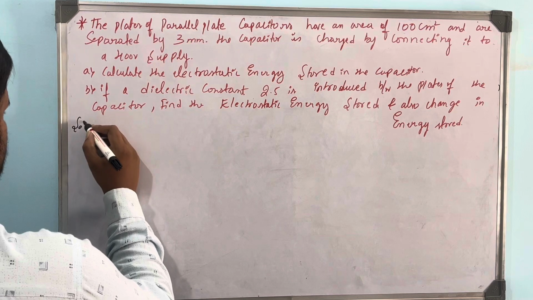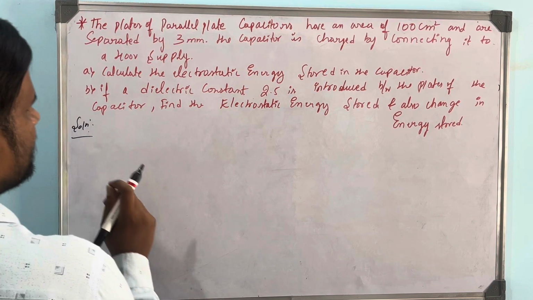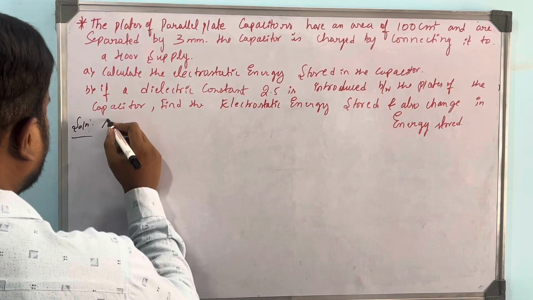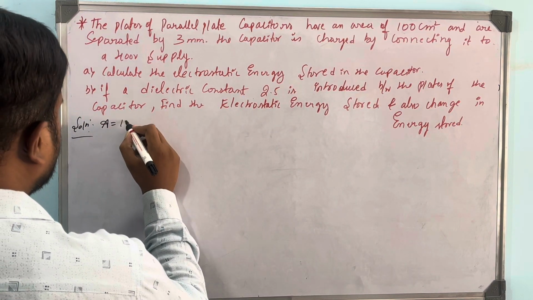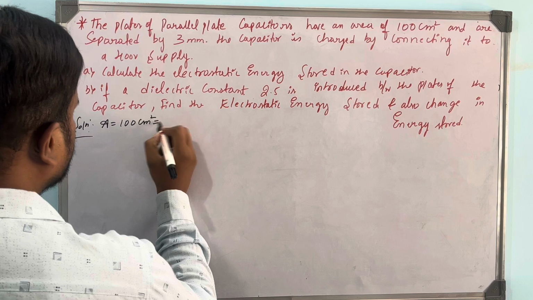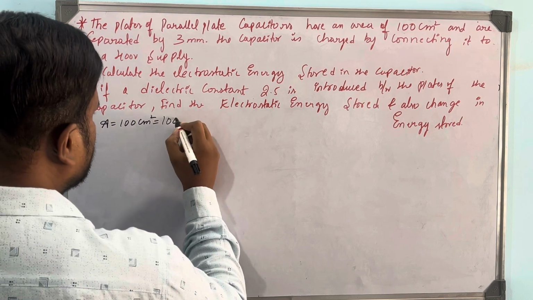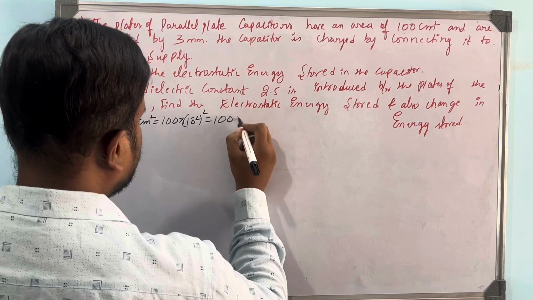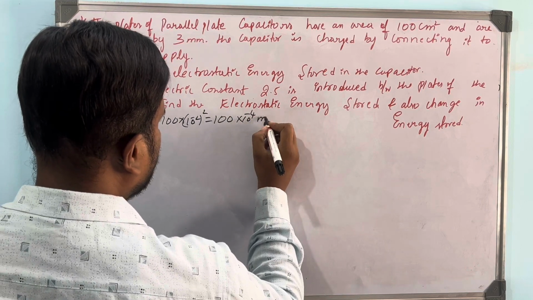Okay, so here is the solution. Initially, what data they have given: the plates of the parallel plate capacitor have an area. What is the area value? That is 100 centimeter square. So write it in SI units: 100 into centi means 10 to the power of minus 2, whole square. It will become 100 into 10 to the power of minus 4 meter square.